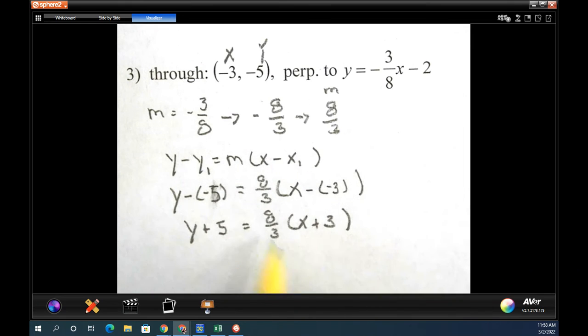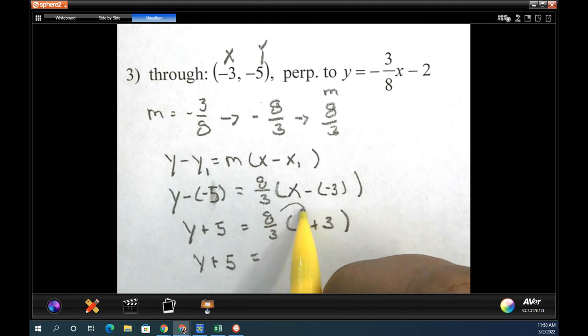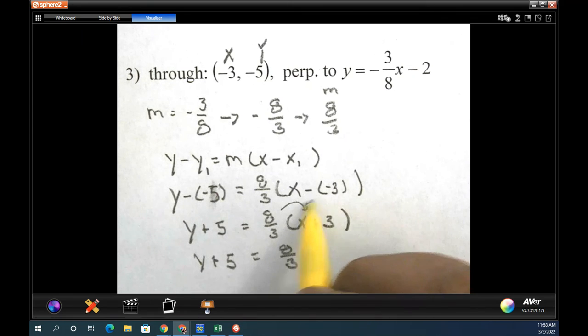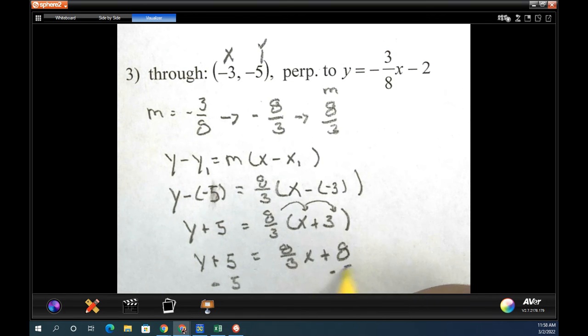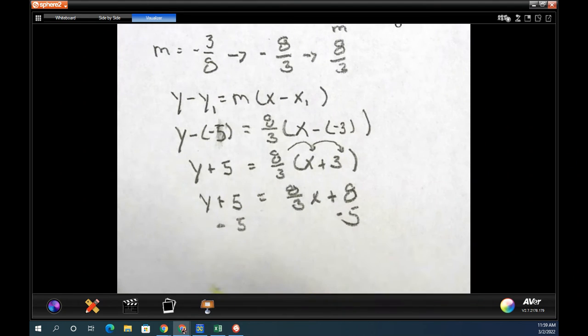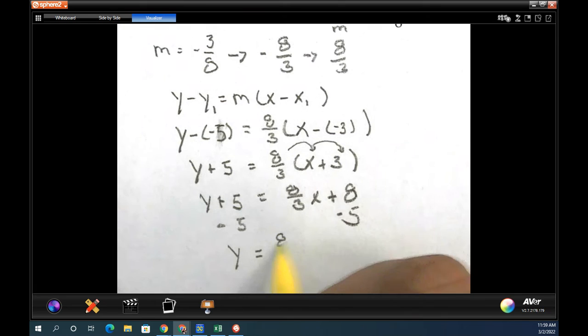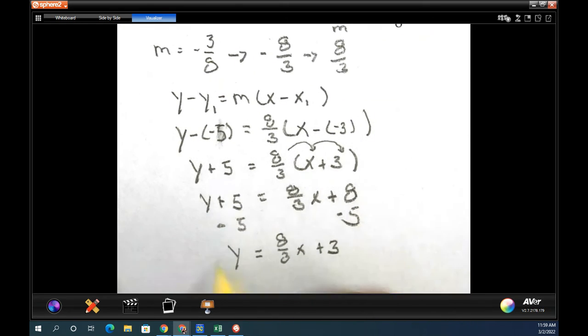Now, should have got on your calculator, rewrite the left side, y plus 5. 8/3 times x is just 8/3 x. 8/3 times 3 is just 8. It's positive. So you have one last thing to do. Subtract 5 from both sides. So your answer is y equals 8/3 x. 8 minus 5 is 3. There's your answer.